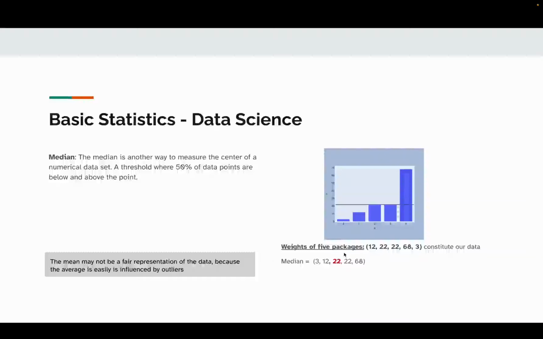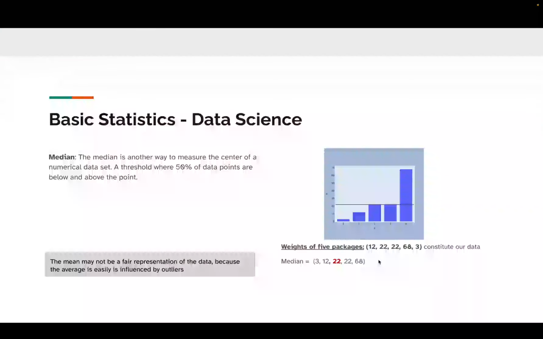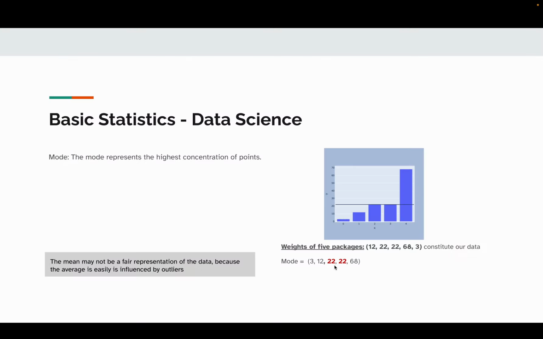If we compare against the mean, as I was saying, although we have only one number that is greater than the mean, the median is 22, which is almost the middle data point of your sample. And the other one is the mode. What number is the most occurring? In this case, 22 occurs 2 times, so that's why the mode is 22.